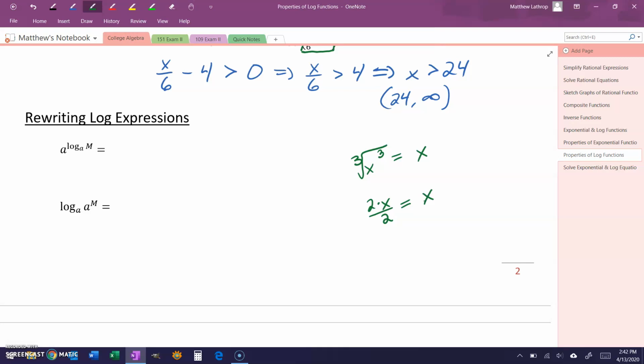Exponentials and logs are inverses of each other. So in this first statement, if we have a raised to the log base a of m power, that exponential and log would just undo each other or cancel each other out, leaving us with just m. Similarly, if we have the log base a of a to the m power, we have a log base a and an exponential base a. Those two pieces would cancel each other out or undo each other, and we'd be left with just m. So those are two handy notions to keep in mind when we're looking at rewriting log functions or log expressions.